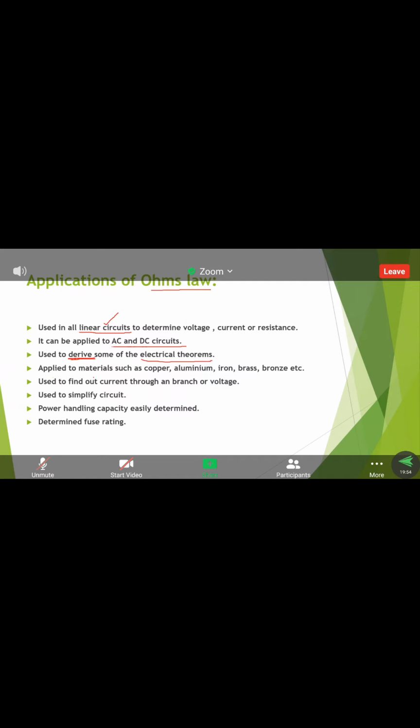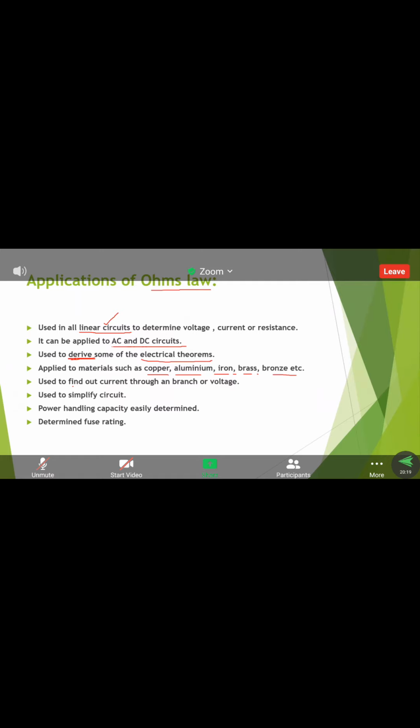Next, it applies to materials such as copper, aluminum, iron, brass, bronze. These are conductive materials. Such types of materials can utilize Ohm's law. Silicon, germanium or other carbon materials cannot satisfy the application of Ohm's law. So these are the important things we are discussing here.